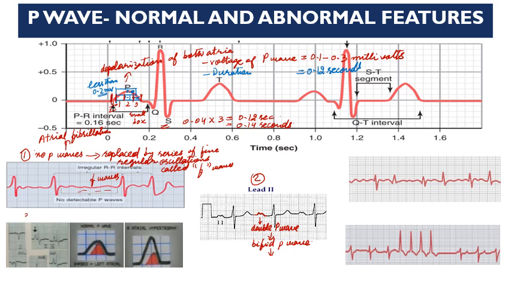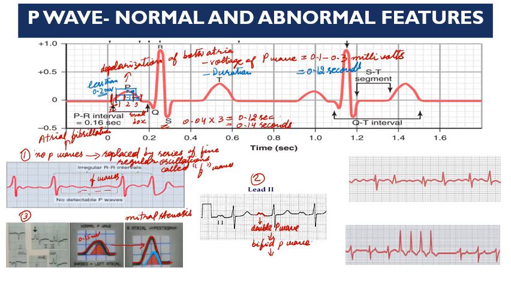Then this is the third pattern in which the P wave, this is the normal P wave. This is the normal voltage of P wave, that is about 0.15 millivolts. But when there is mitral stenosis, mitral stenosis means narrowing of the mitral valve, in that condition, the P wave becomes prominent as compared to this normal P wave. It becomes prominent and its voltage becomes more than normal.